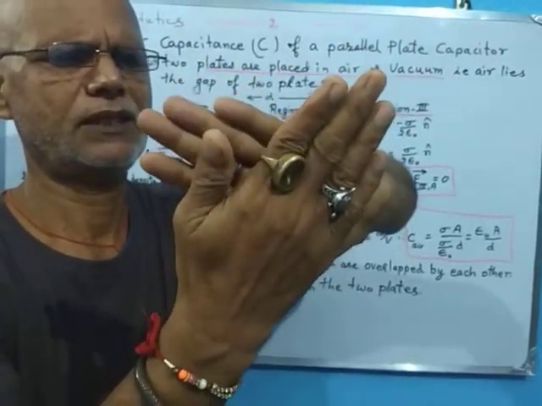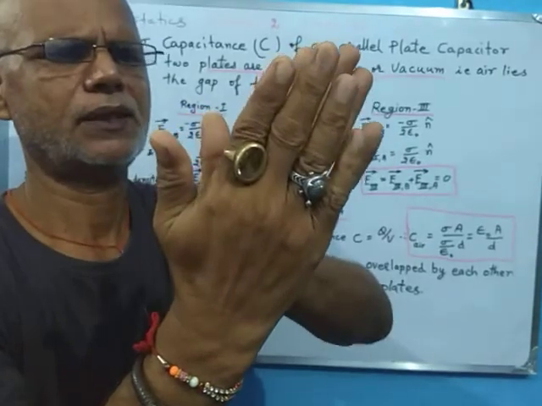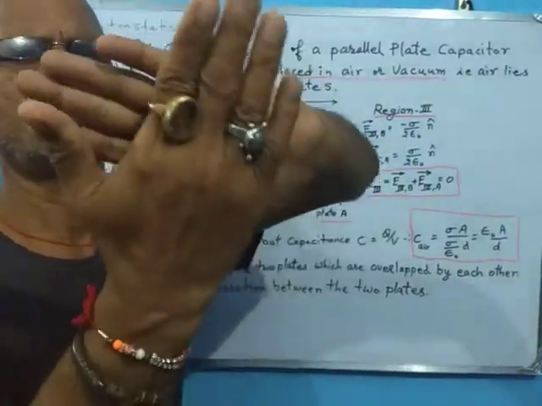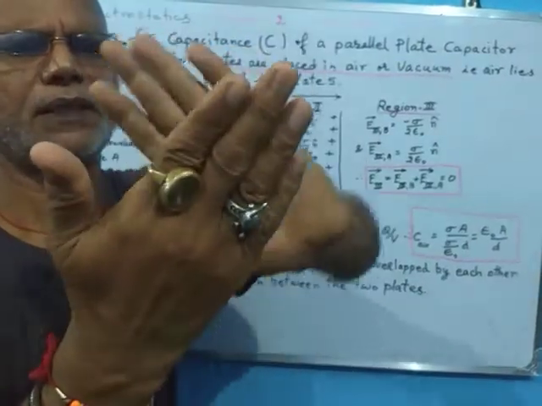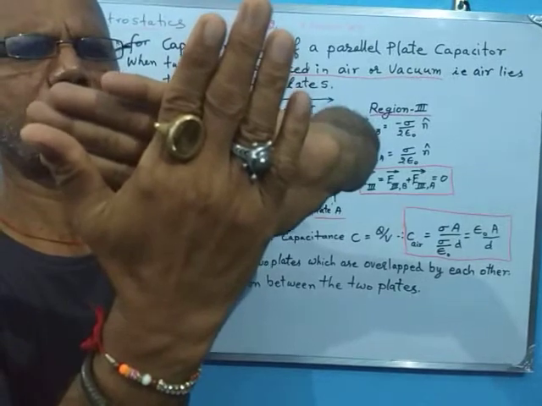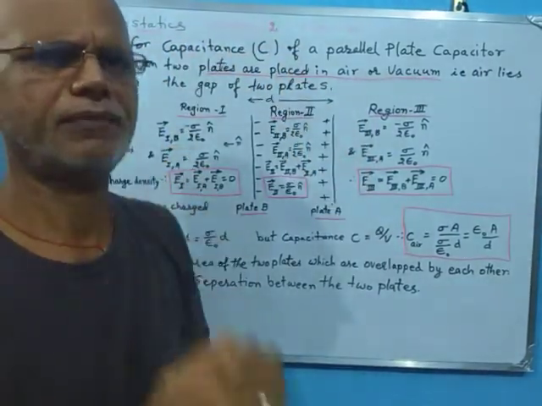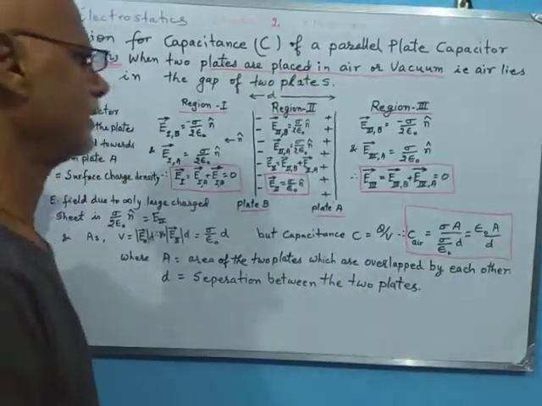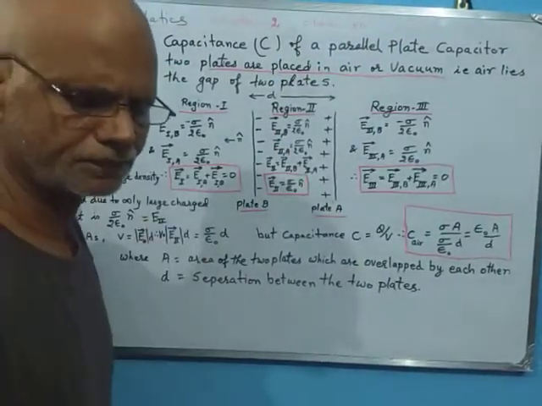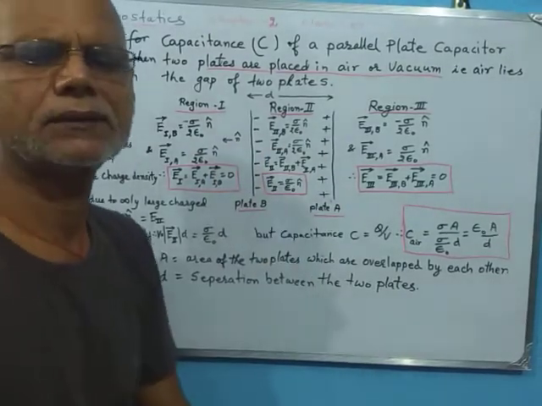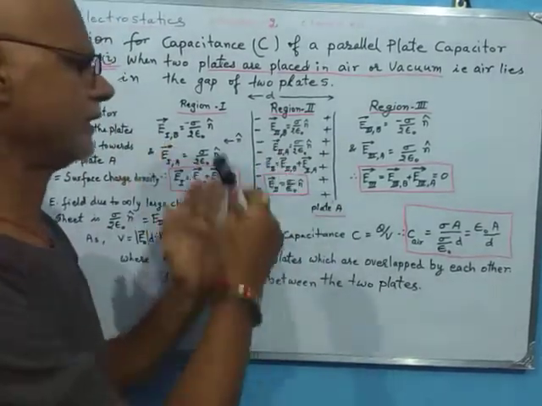But when we have this situation, the value of A we will consider is not the actual area of the plate, but rather only the covered overlapped part of the plate. So that is the difference we have to remember. Now we talk about what is the capacitance of this parallel plate capacitor.